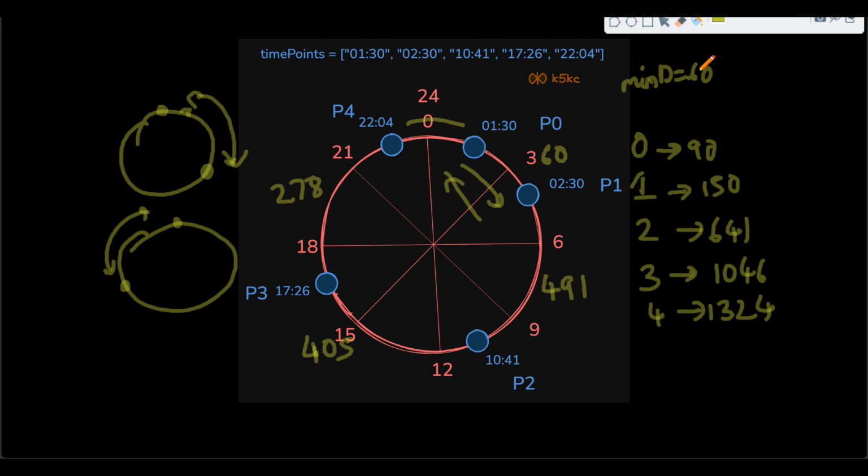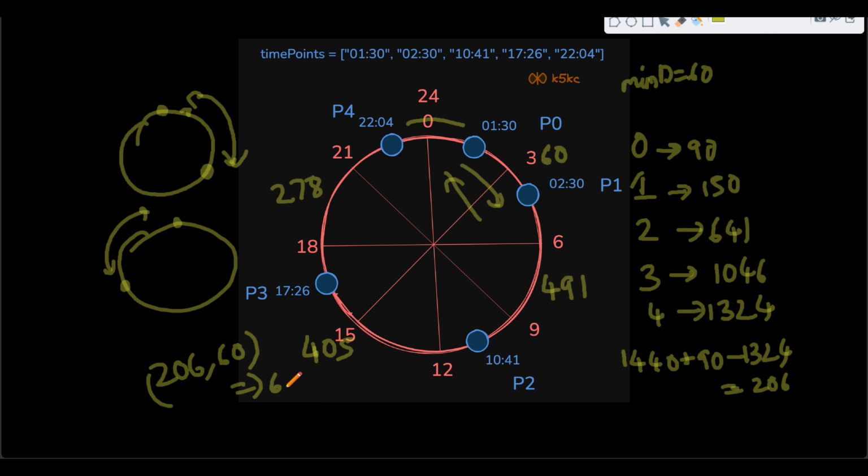But this may not be the final answer because we still need to calculate the time difference between point 0 and point 4. So what will that be? For that, we can go counterclockwise. So for going counterclockwise, we have to add 24 hours to point 0. 24 hours are 1440 minutes. So we add 24 hours, that is 1440 minutes, to 0130 or 90 minutes. Now this time is in the future and now this time is behind. So we can again subtract this time and that will be 1324 and this will give us 206. So now we take the minimum between 206 and 60 and we will get the minimum as 60 as our answer.